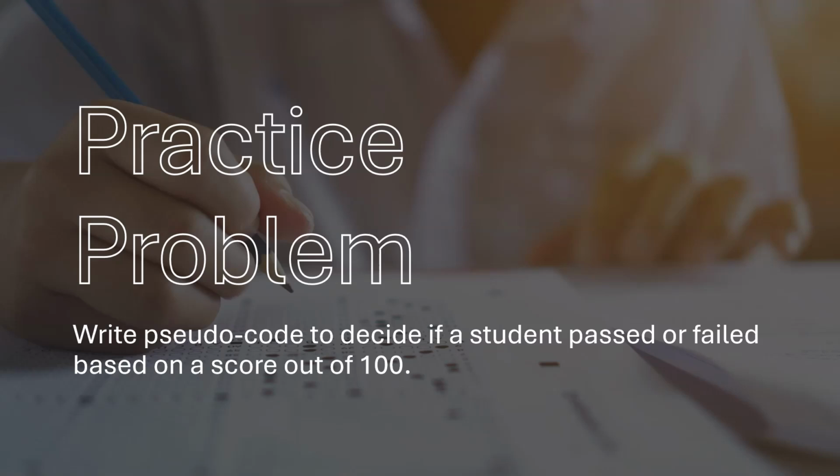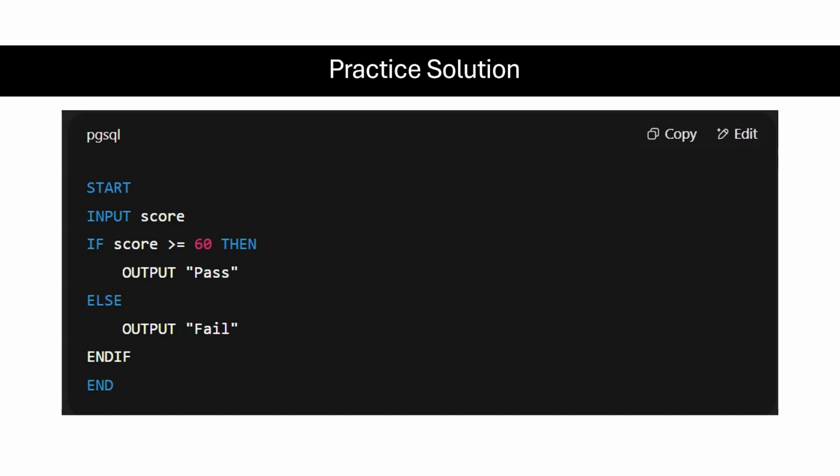Pause the video and try it. Here's one way to solve it. Input score. If score is greater than or equal to 60, then output pass. Else, output fail. This solution is simple and logical. You might have used slightly different words. As long as the steps make sense and your logic flows correctly, you're on the right track.